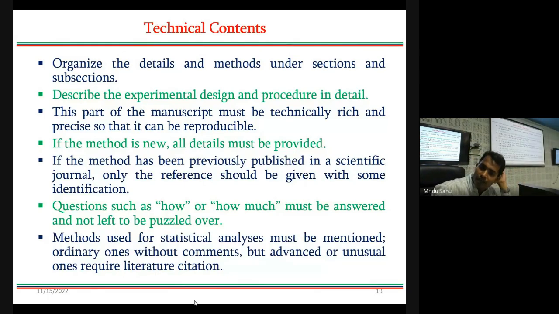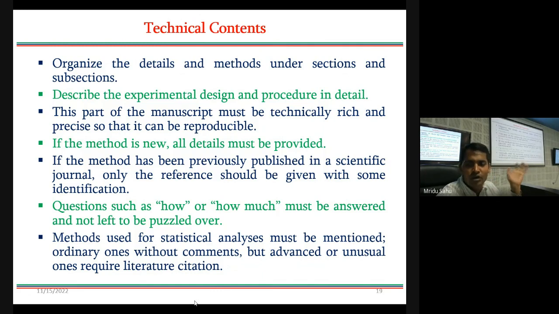So some of the good parts that you can take here: describe the experimental design and procedure in detail. This part of the manuscript must be technically rich and precise so that it can be reproducible. Just by going through your technical section, anyone and everyone should be able to reproduce. Not many people do cheating. They put things in a way that nobody can reproduce it. No, it should not be. Let people reproduce. The more people reproduce, the better impact your research will create on the community. जितना ज्यादा रिप्रोडक्शन होगा उतना ज्यादा लोग उसको समझेंगे, उतना ज्यादा आपके पेपर को विजिबिलिटी मिलेगी, right?